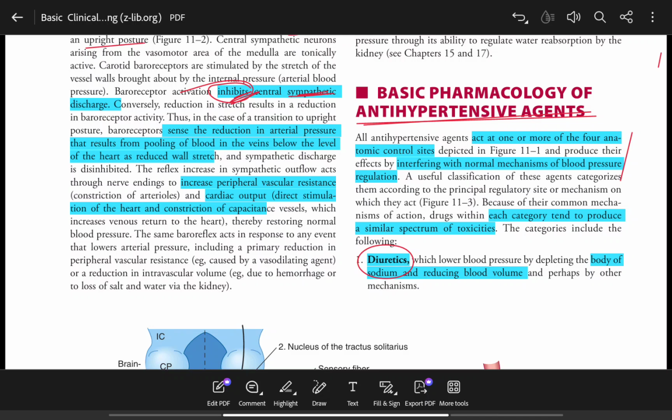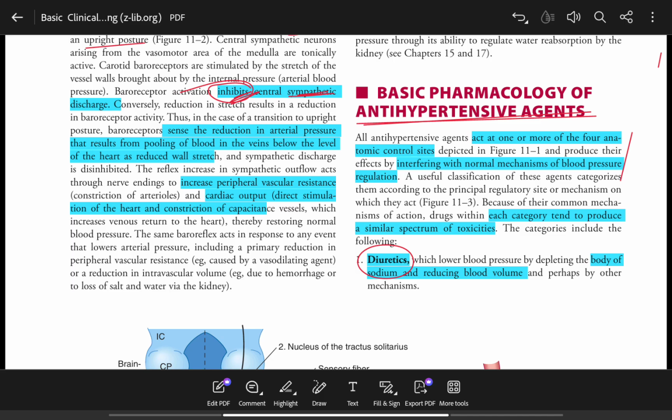In this session, we'll talk about the basic pharmacology of antihypertensive agents. Now, one thing you will know is that all antihypertensive agents work at one or more of the four anatomical sites I discussed earlier. And when they are working at those sites, they tend to counteract the effect of the blood pressure regulatory mechanism. That's what they try to counteract.